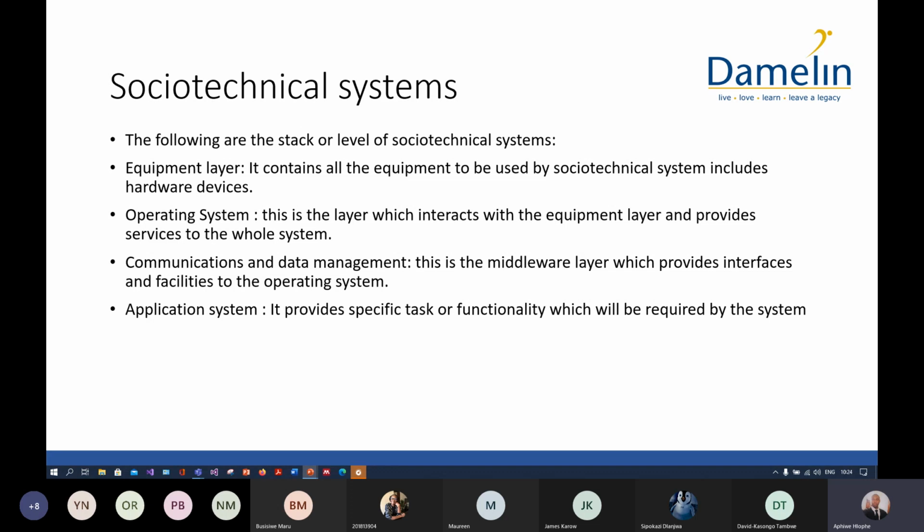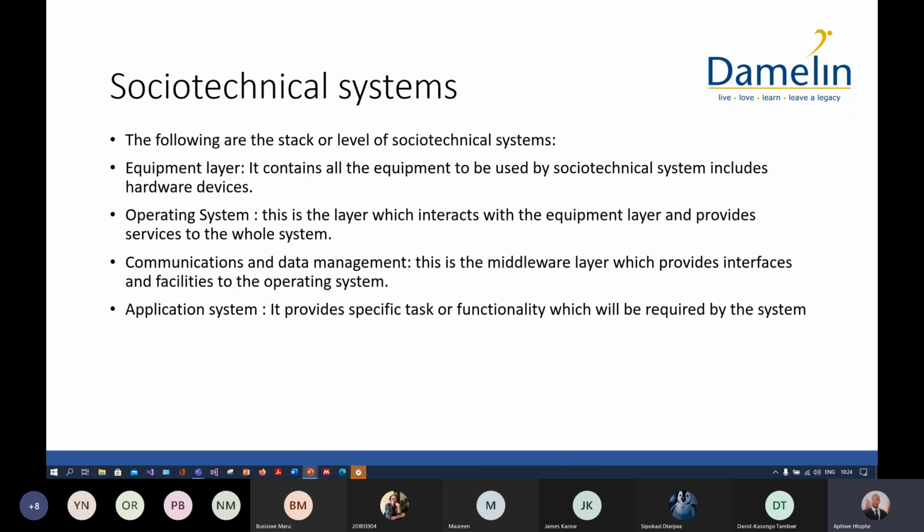It continues with three other layers. So when you're talking about the equipment layer, it contains all the equipment to be used by socio-technical systems, and includes hardware devices. And as I said, you want the system to succeed based on all of these layers. So make sure each layer has the most updated devices, especially when you're talking about the equipment layer. We want the latest hardware. In terms of operating systems as well, we want the latest operating systems.